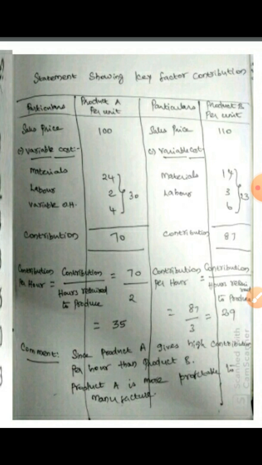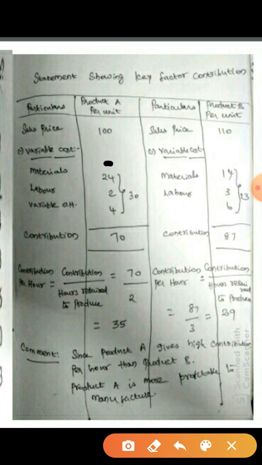I have drawn a flower bracket to indicate that we have added all these three values. The total of these three values for product A is 30 and for product B is 23. From the 100 we are deducting this 30 and arriving at our contribution value, which is 70. Similarly for product B the sale price is 110. From this we are deducting 23 and getting our contribution to be 87.